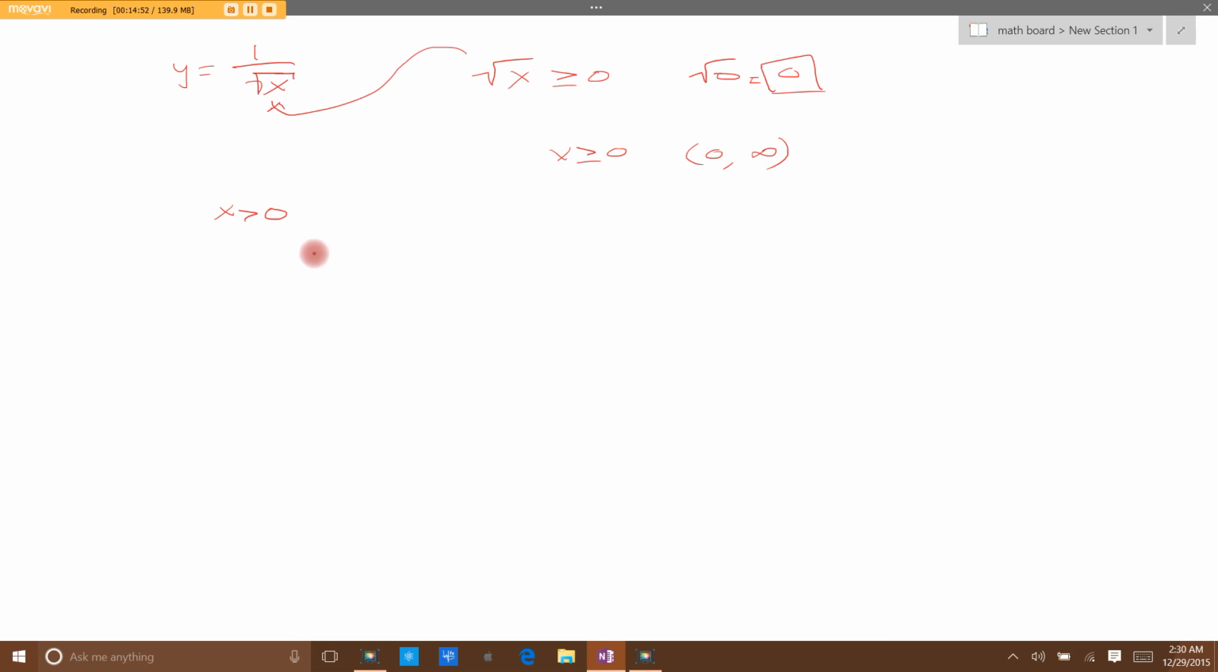So let me go back to this. I saw a mistake. You include a bracket because you include 0. Bracket includes 0. In this case, you don't.